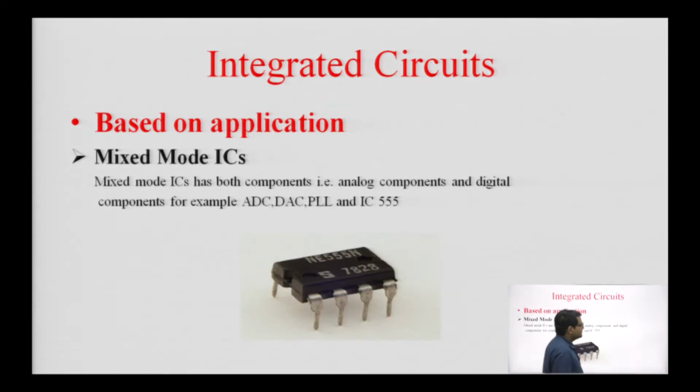Now, next, based on the application, the third category is the mixed mode IC. Mixed mode IC has both components, that is the analog component and digital component. For example, ADC, DAC, analog to digital conversion and digital to analog conversion, PLL, phase locked loop, and IC 555 timer are examples of mixed mode IC.